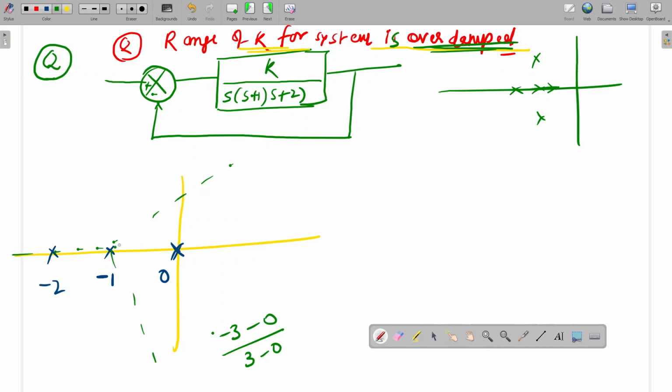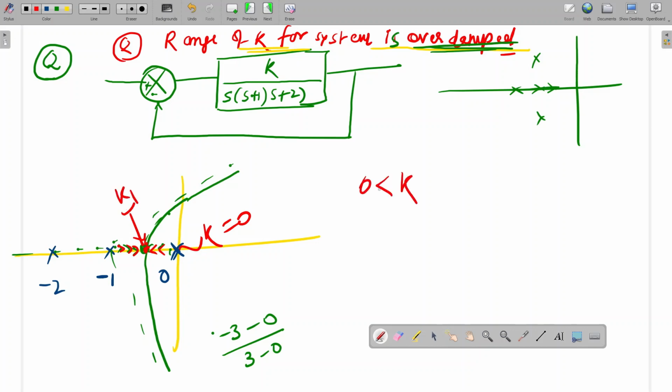Okay. So from here it will come like this, and the root locus will go like this. At k equal to 0, the pole is there. We are increasing k till this point. Our system will be overdamped, since both the poles are on the real axis. After this point, the system will become underdamped. So we can calculate k at this point. Let's say that is k1. So k should be greater than 0, less than k1 for overdamped.